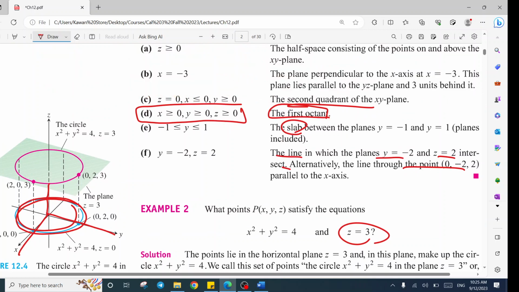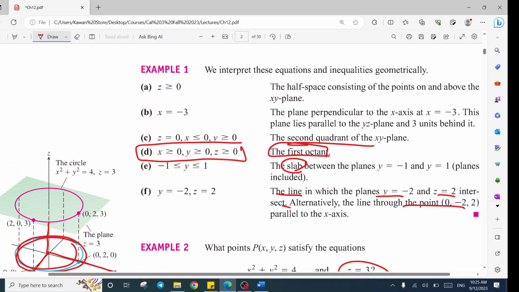So z equals 0 means two dimensions, which means that you are going back to calculus. Clear? And when I say x less than 0, it means x negative. Where is x negative? Here is x negative, maybe in the second quadrant, maybe in the third quadrant, right?